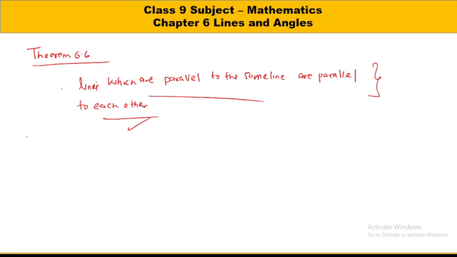So in this way we come across the important theorems, axioms and important terms. Before moving to the next exercise, particularly some examples and exercise 6.2 for the chapter Lines and Angles, hopefully you will go through this video and try to understand.